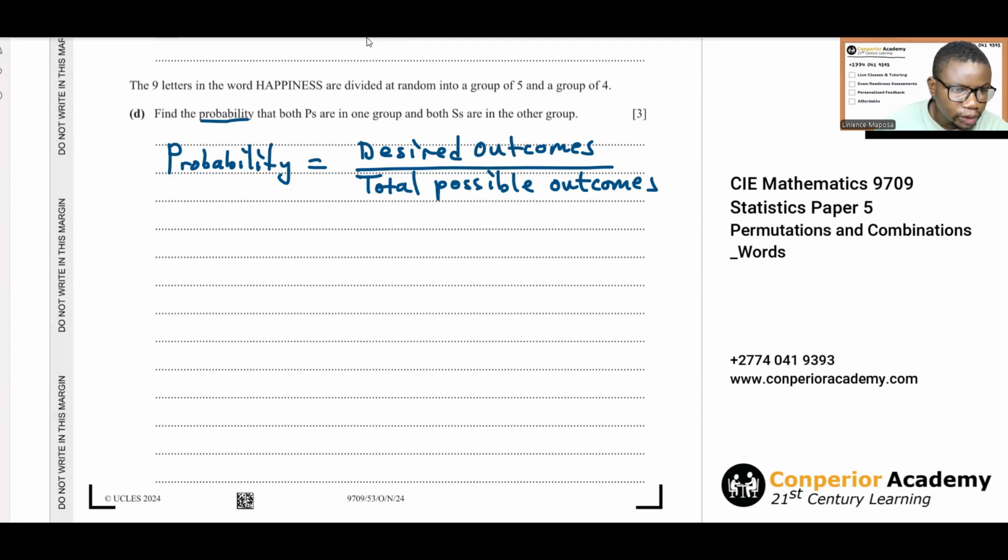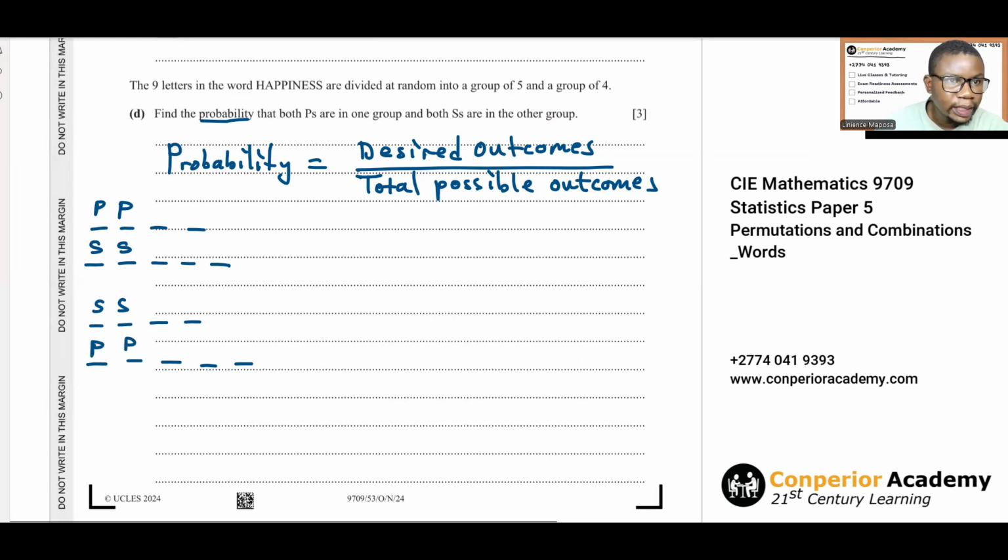So let me do the situations here. So I have 1, 2, 3, 4. I have 1, 2, 3, 4, 5. And then I will have a repeat of this, 1, 2, 3, 4, 1, 2, 3, 4, 5. I have a situation where the P's are in the group of 4, and the S's will obviously have to be in the other group. Or I can have the S's in the group of 4, and then the P's in the group of 5.